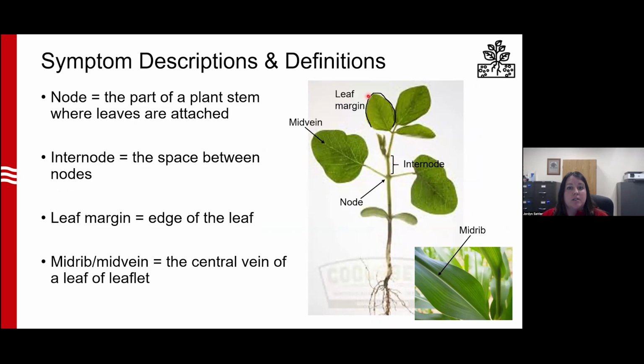Leaf margins are the outsides of the leaves, and then the midrib or midvein is the central vein of the leaf or leaflet. Typically in broadleaves, we'll call it a midvein. And in our grass species, when that midvein is more prominent and stands out, it's a little stronger, we call it a midrib. But they essentially mean the same thing.